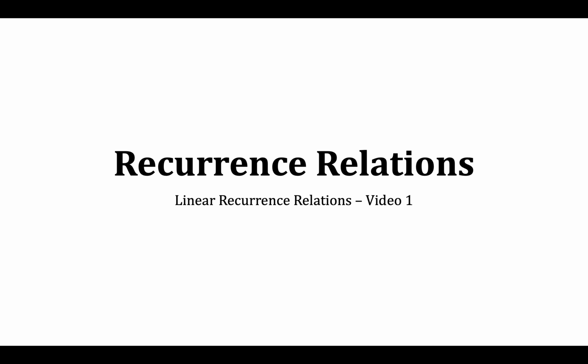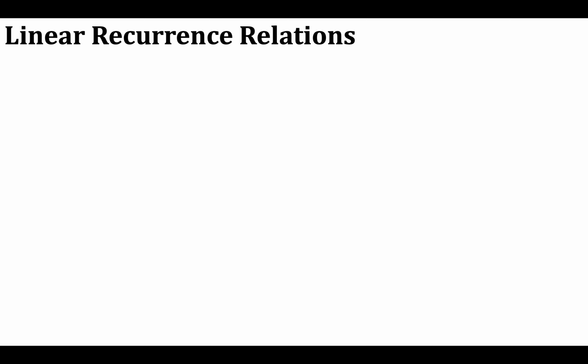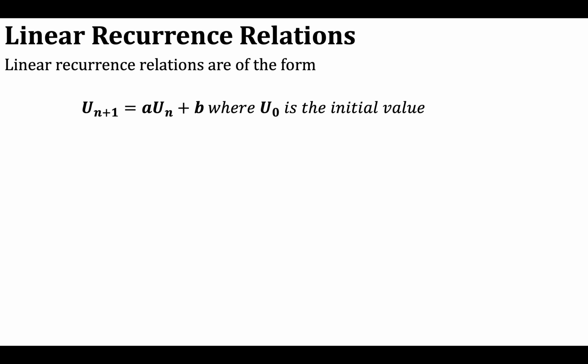In this video, we're going to learn about linear recurrence relations, and this is video 1 of 2. Linear recurrence relations are written like so. They are of the form u_{n+1} = a u_n + b. We need to always define the initial value for a recurrence relation, and in this case, we refer to the initial value as u_0.